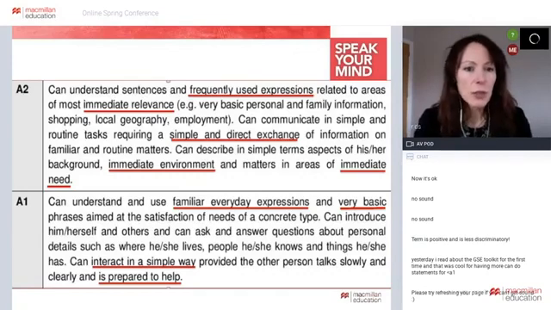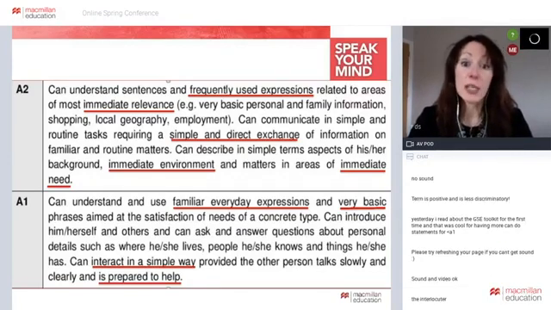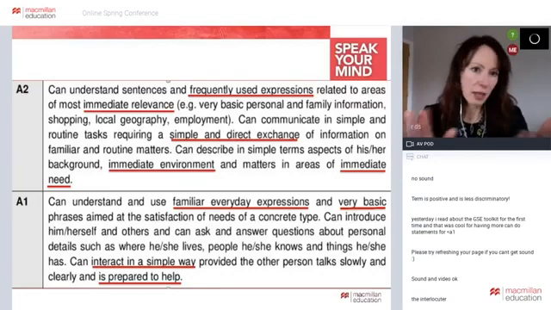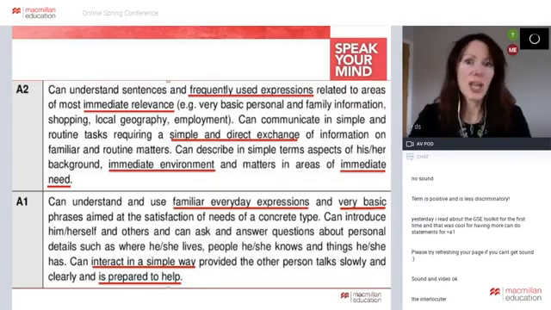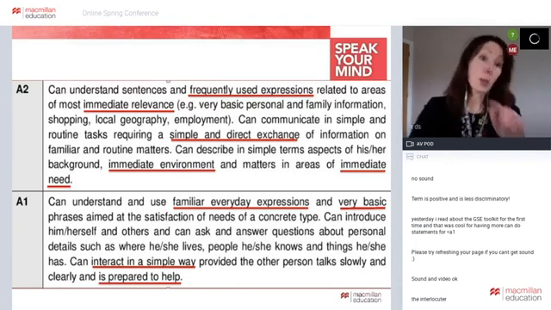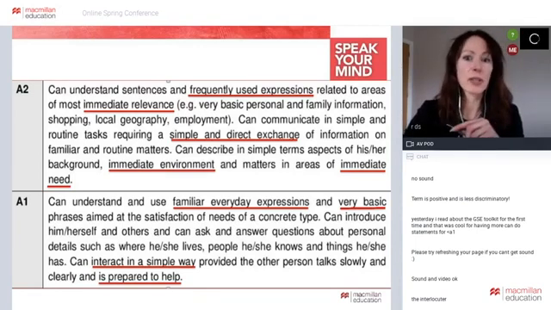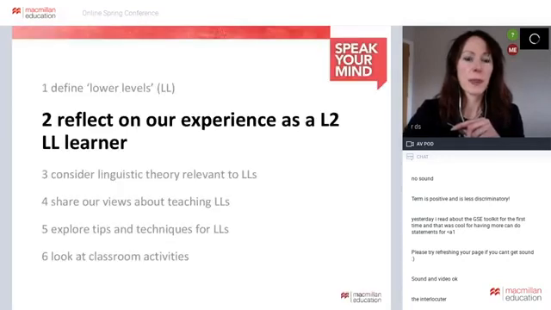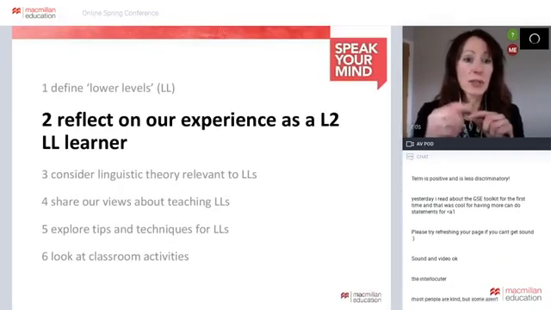If I ask you to look at the very, very last sentence of the A1 box, I'll read that out: someone who can interact in a simple way, provided the other person talks slowly and clearly and is prepared to help. And that, of course, is where you come in as a teacher. We're the ones who have to speak clearly, speak slowly, and be prepared to listen and to help our students. So we've got a bit of a definition of what lower levels are.